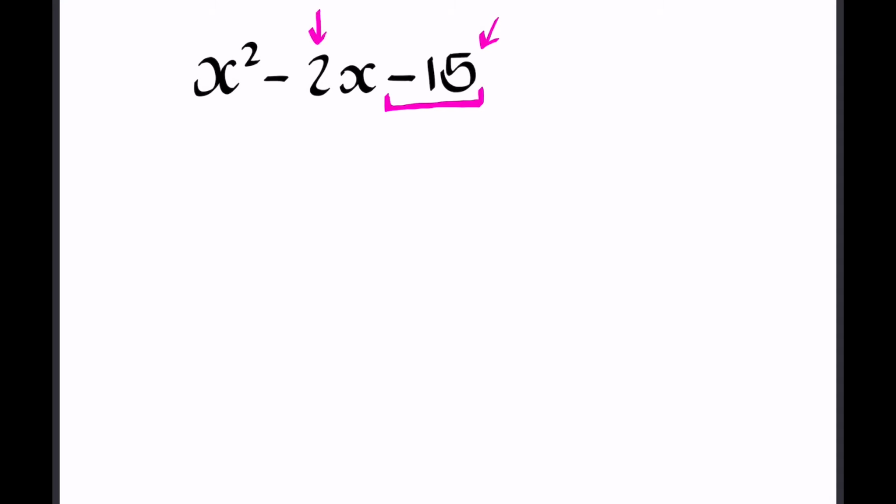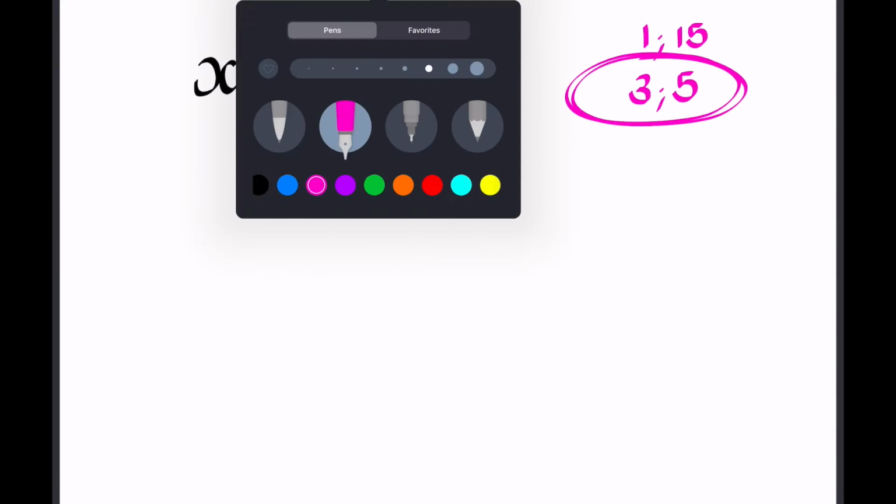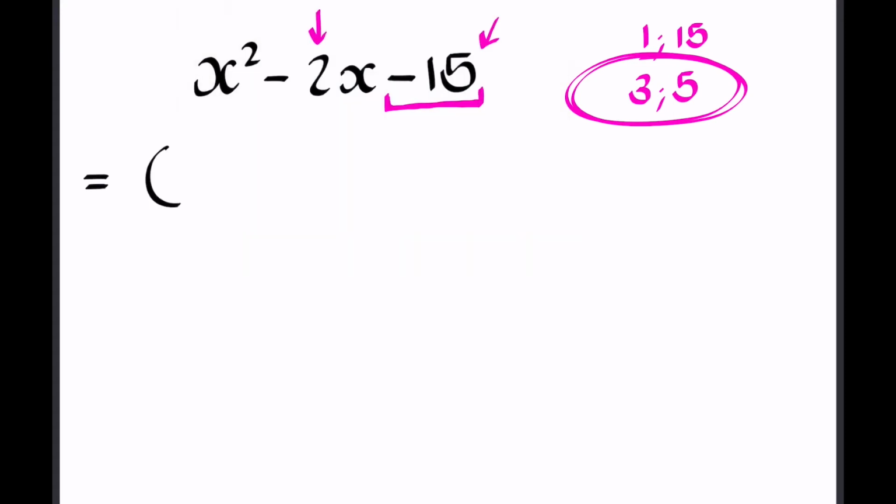X squared minus 2x minus 15. I look at my third term, and it is negative, so that tells me two things. It tells me that the signs are going to be different, and it tells me that I'm subtracting the factors of 15 to give me my middle term of 2. So what are the factors of 15? 1 and 15, and 3 and 5. Which set of factors, 1 and 15 or 3 and 5, when subtracted give me a 2? The 3 and the 5. So I'm going to factorize this into two brackets.